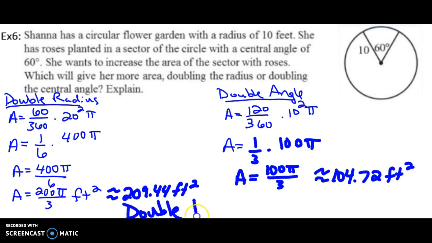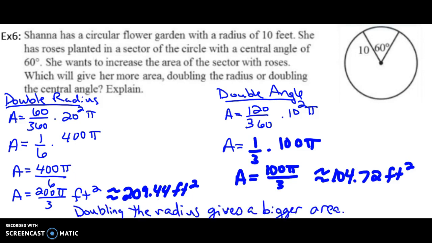So we're going to double the radius. All right, so you can see that, again, doubling the radius would give us a bigger area.